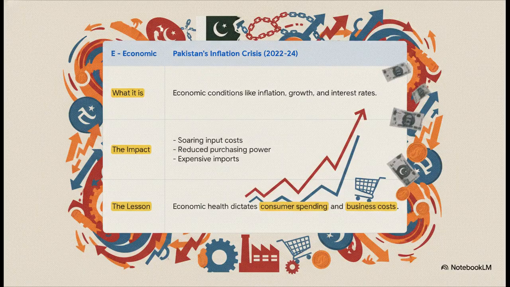Next, we've got E for economic. This is all about the financial health of the economy, things like inflation, growth, interest rates. Take a look at Pakistan's recent inflation crisis. For a business on the ground, this wasn't some abstract number. It meant the cost of materials went through the roof, their customers suddenly couldn't afford to buy as much, and a collapsing currency made anything imported crazy expensive.